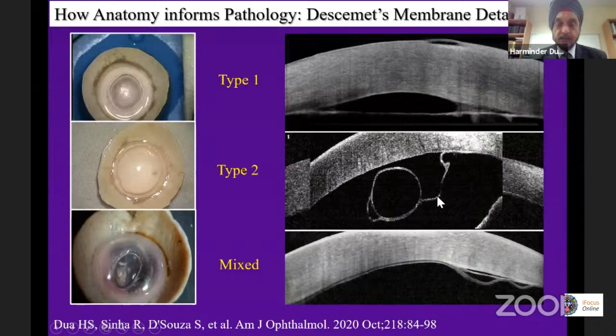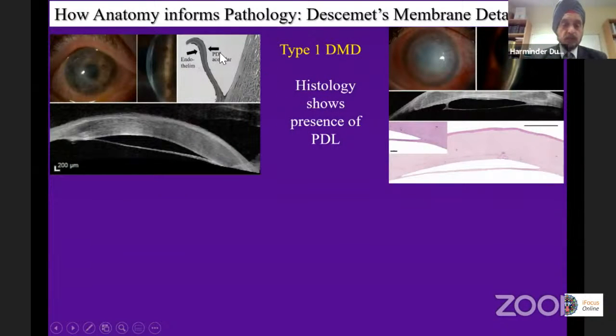Now, if you look over here, we've got examples with histopathology to prove that the pre-Descemet's layer is there anterior to the Descemet's membrane in a type 1 Descemet's membrane detachment. This is not with air injection or anything. It's not post-surgery. It is just spontaneously following cataract surgery.